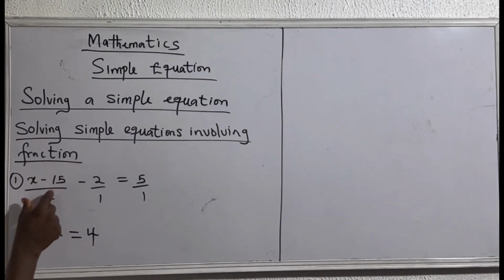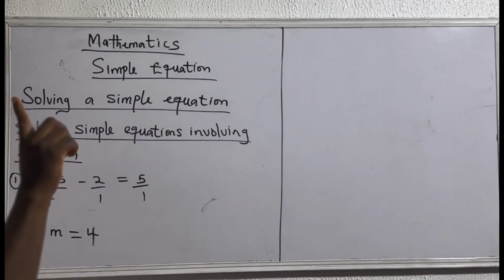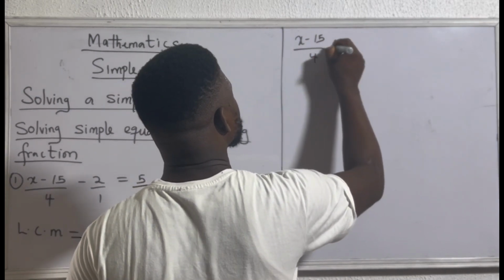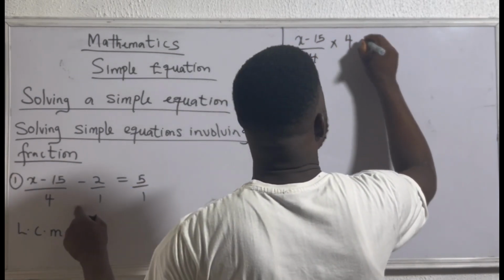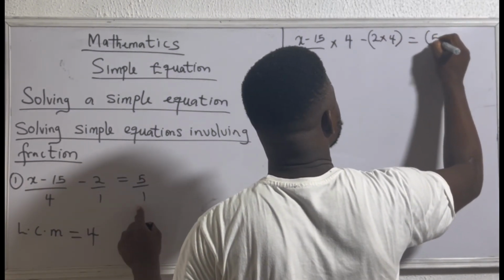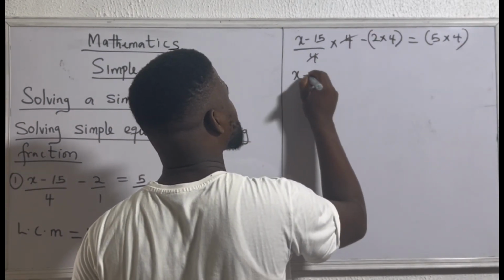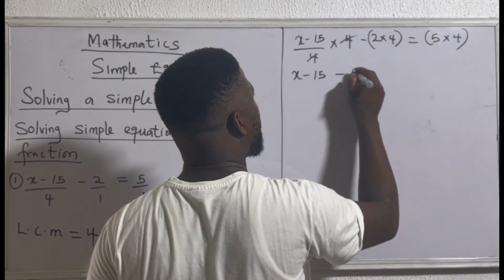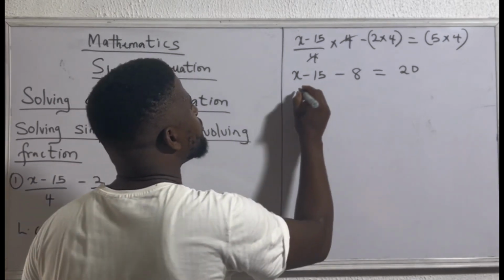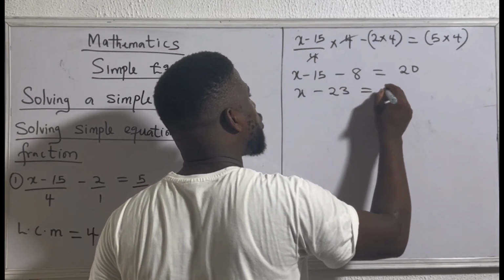So x minus 15 over 4 is a term, 2 is a term, 5 is a term. So what do we have? We have x minus 15 over 4 times the LCM, which is 4, then minus 2 times the LCM, which is 4, equal 5 times the LCM, which is 4. So by this cancels this, we have x minus 15 minus 2 times 4, 8, equal 5 times 4, 20. Now, we have x minus 15 minus 8 is minus 23 equal 20.